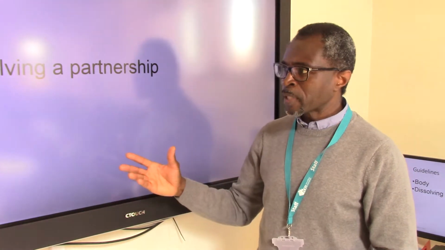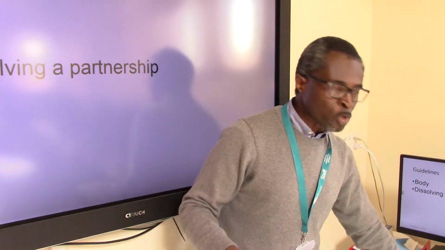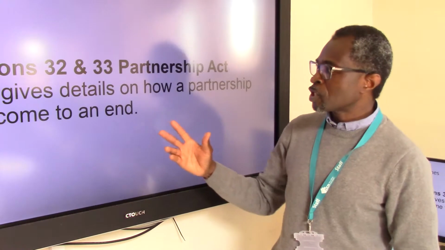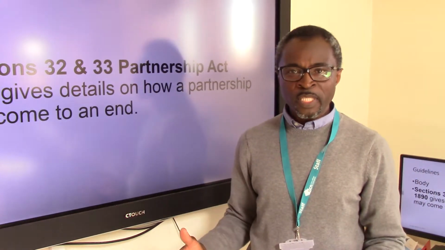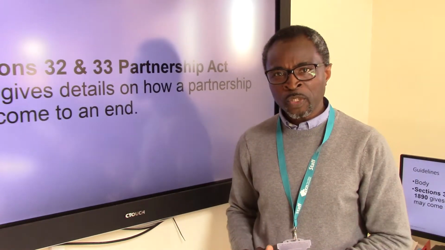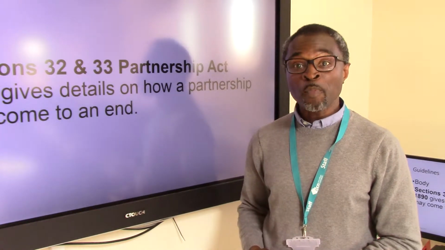So we're going to have a look now at the different ways in which you can dissolve a partnership, and we have to refer to sections 32 and 33 of the Partnership Act 1890. The relevance of those two sections, section 32 and 33, simply give details as to how you might bring to an end a partnership.